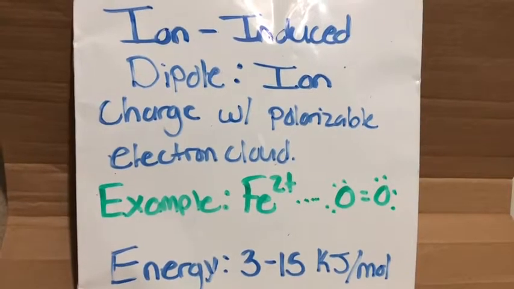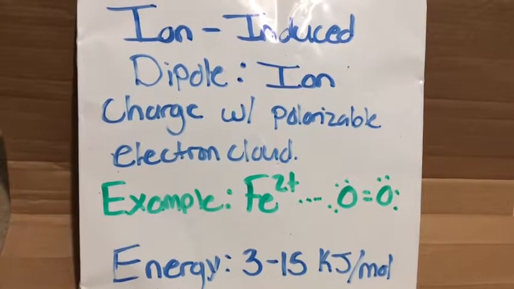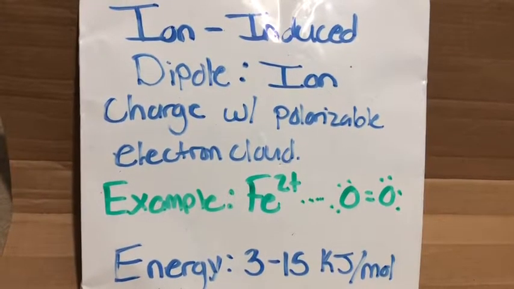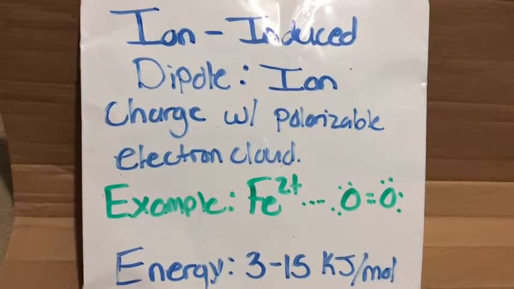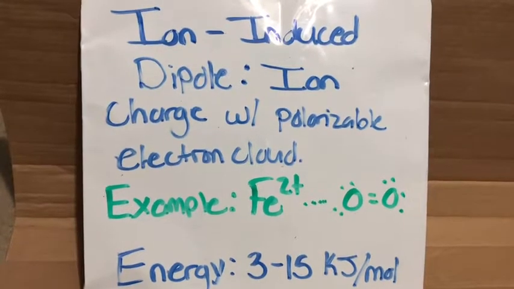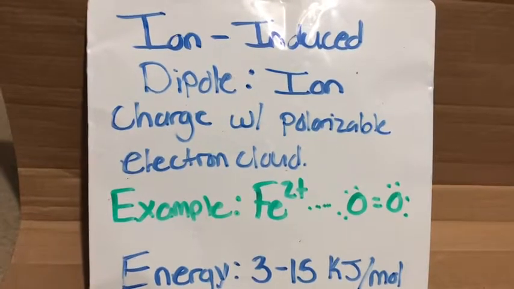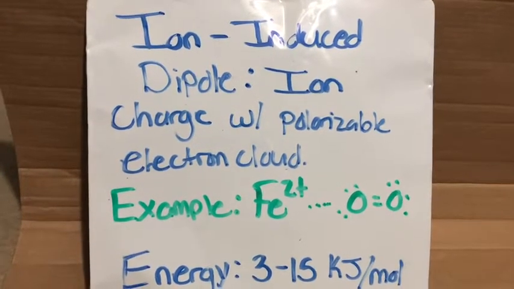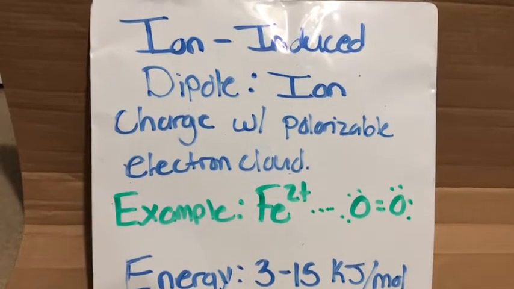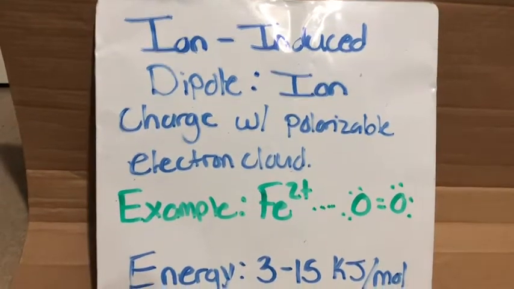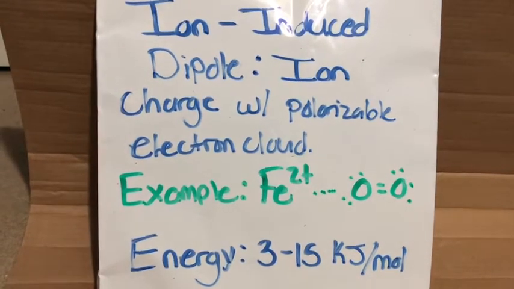Ion-induced dipoles are characterized by an ion charge interacting with the polarizable electron cloud. For example, the iron 2 plus ion is interacting with the diatomic oxygen molecule. The positive charge on the iron is pulling the electrons from the oxygen towards it, therefore generating a dipole that otherwise would normally not happen. The energy associated with this interaction is between 3 to 15 kilojoules per mole.